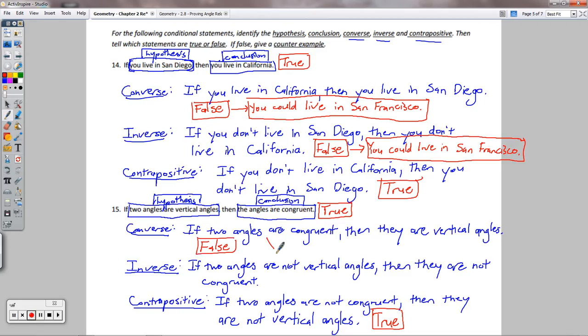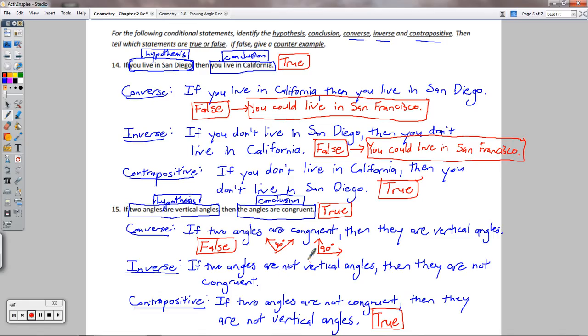So you could have an angle like this. Maybe this is 90 degrees. And then you could have another angle that's also 90 degrees. Notice these are not vertical angles, but they are congruent. So the first part was true. You came up with two angles that are congruent, but the second part was false. That means you found a counterexample.